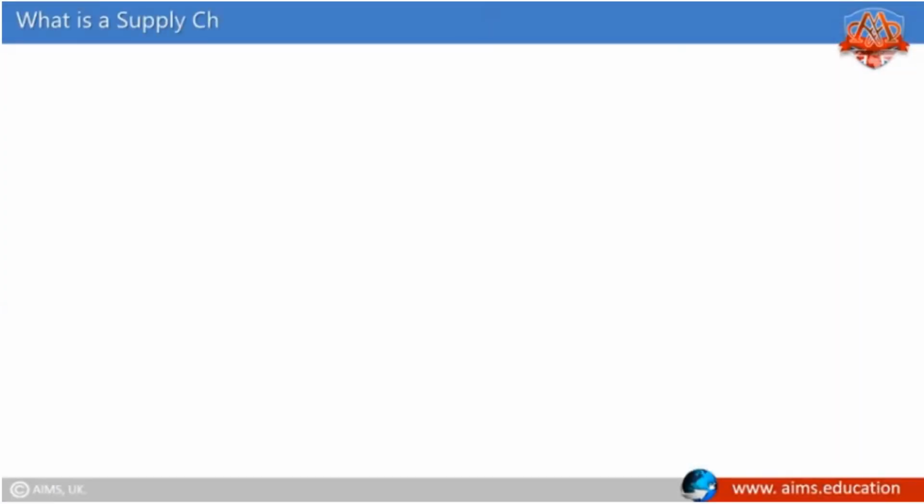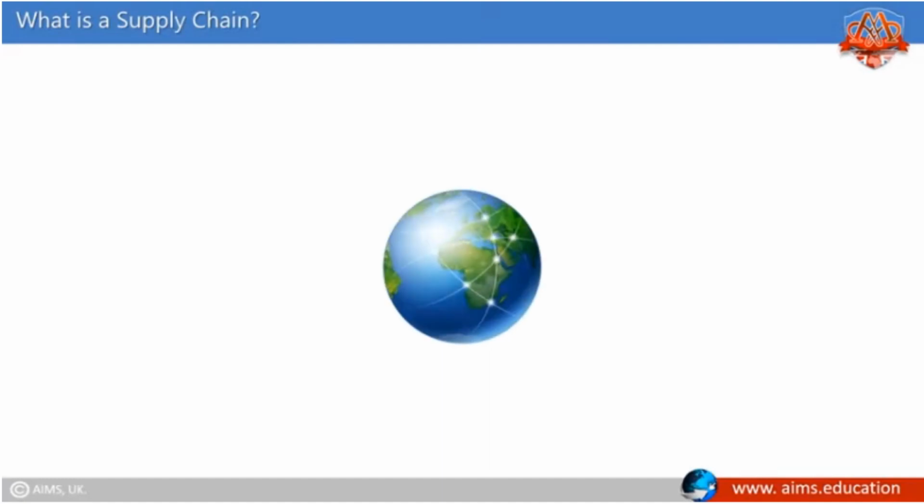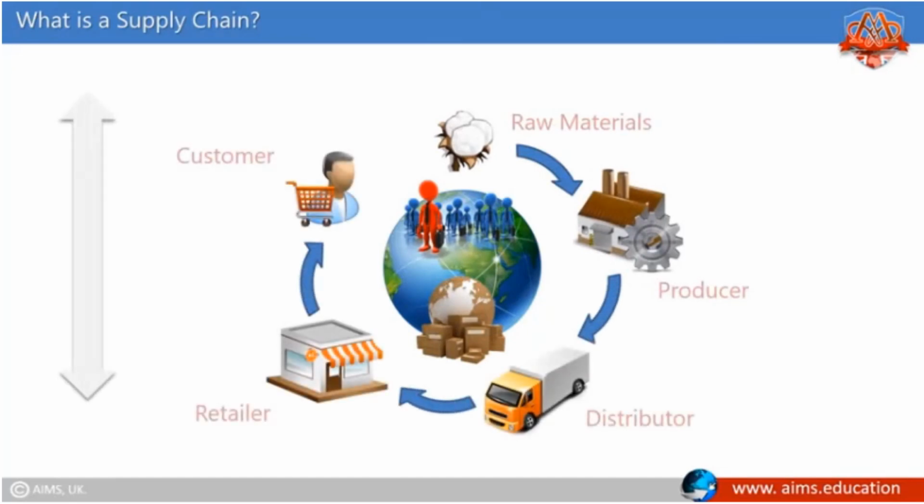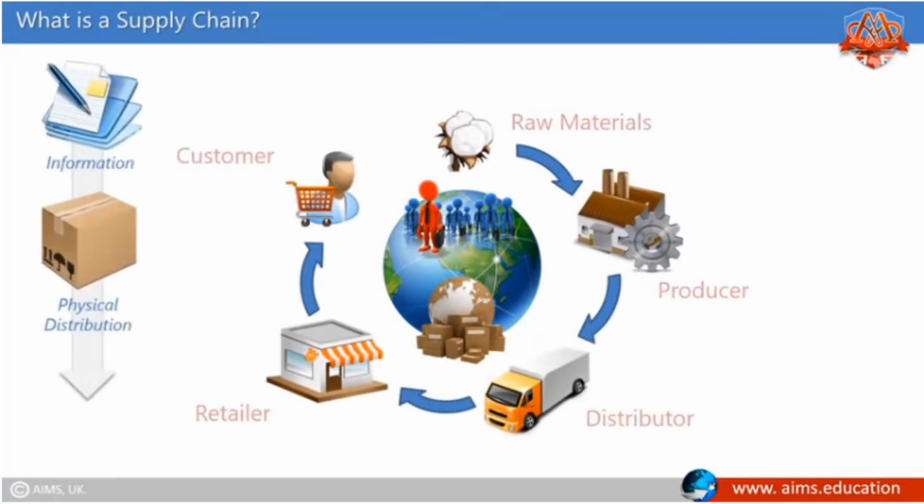What is a supply chain? A supply chain is a global network used to deliver products and services, from raw materials to end customers, through an engineered flow of information, physical distribution, and cash.